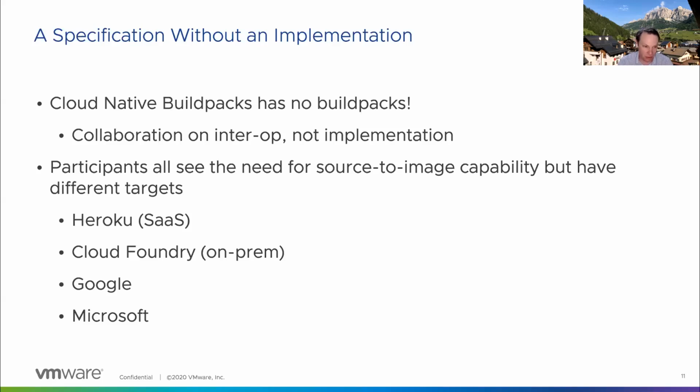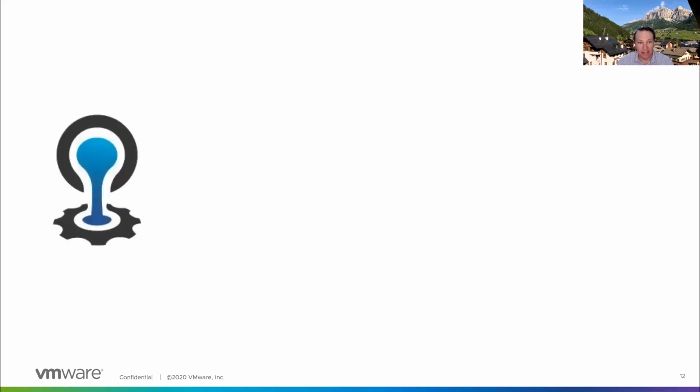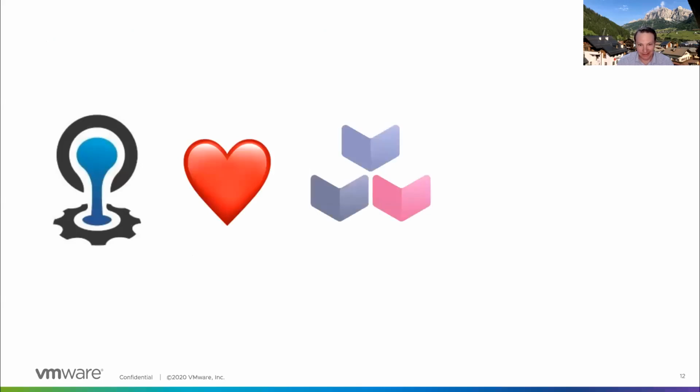Google has their googly way of doing things. Microsoft has concerns around stability above all others. Each one of the participants has a different goal for the buildpacks they might build, different from one another. So it doesn't make sense to keep it within the specification project itself. But Cloud Foundry really likes these kinds of buildpacks. How exactly do we square that circle?